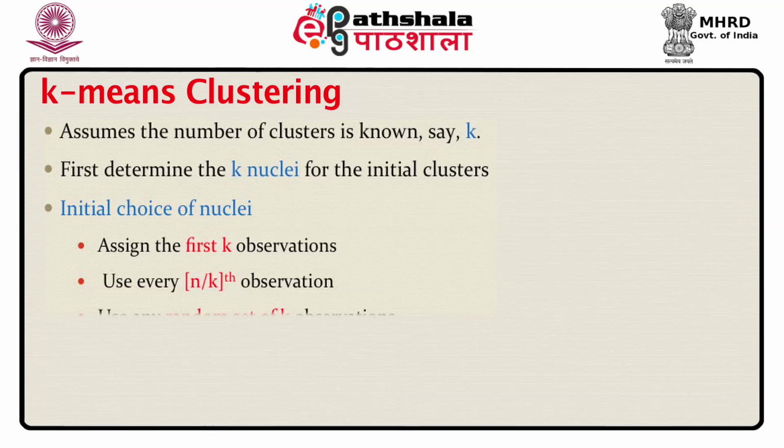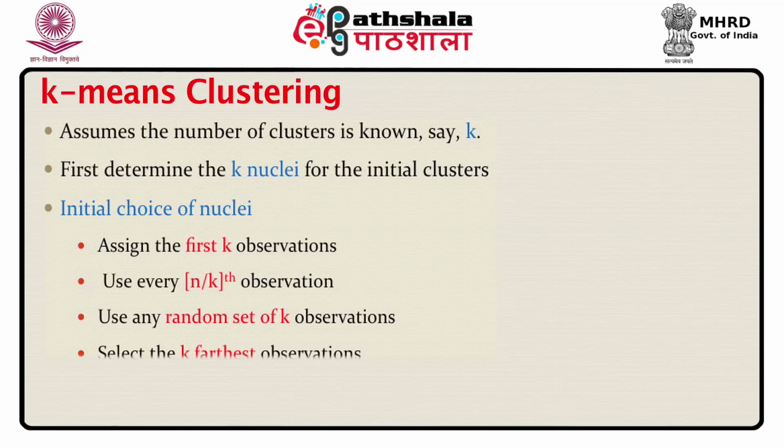In this case, n by k in the third bracket actually means that n by k can be a fraction, so we take the largest integer contained in this fraction. A third method would be to select any k observations at random. Very often, a better method is to select the k furthest observations. So we look at the relative distance between the observations and take the k furthest observations as the nuclei of the unknown clusters.